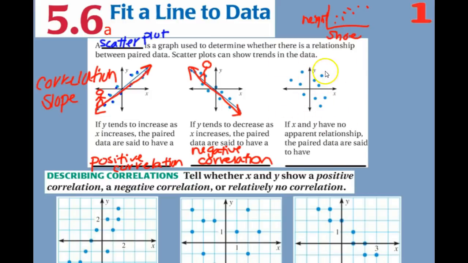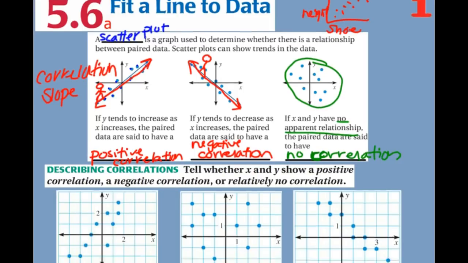And then this last one, they said, you know what, I can't really fit a line through this data because it's just one big circle of data. There's not a line that fits nicely through there. So we say this has no apparent relationship or no correlation. So those are our three types of correlation: positive, negative, and no correlation.